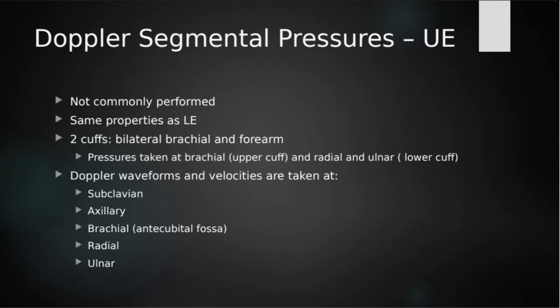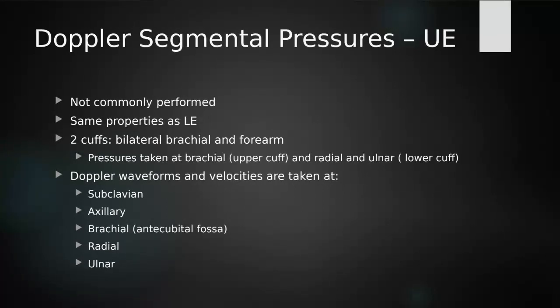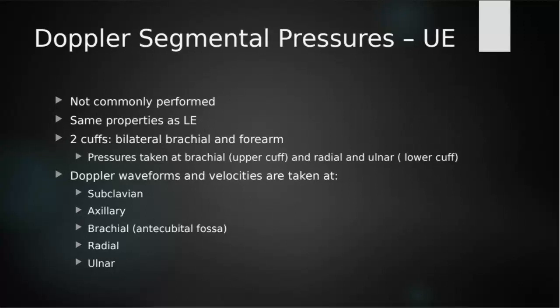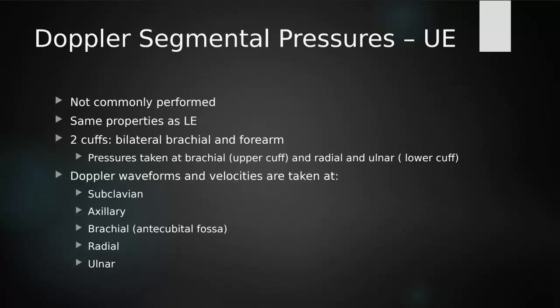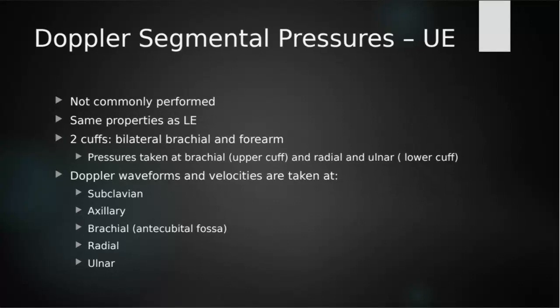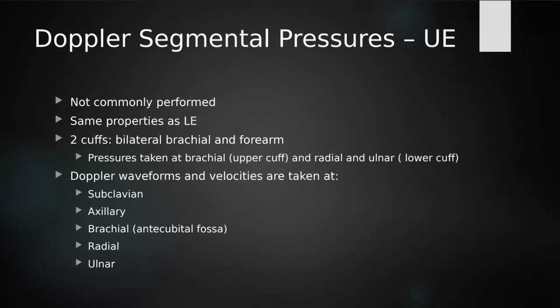So if we're doing our radial and ulnar, we want to keep that down at the wrist as we inflate our forearm cuff. If we are doing our brachial, axillary, I should include brachial in the forearm. Taking brachial at the antecubital fossa.